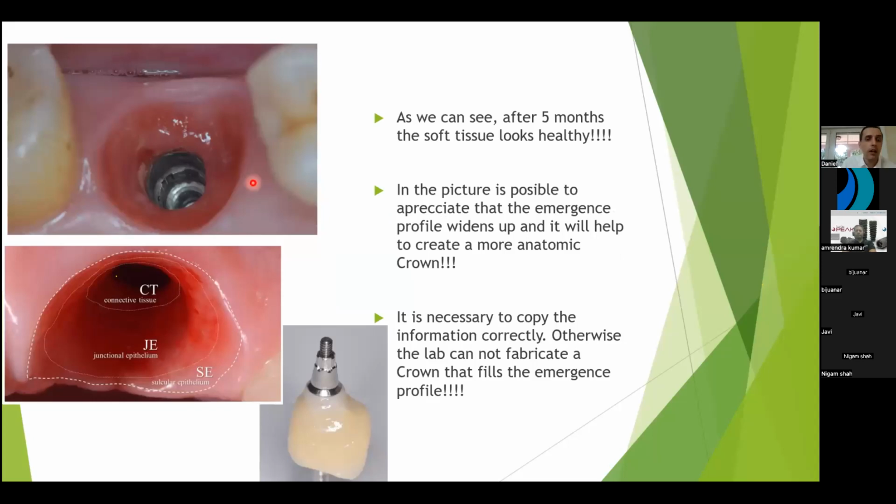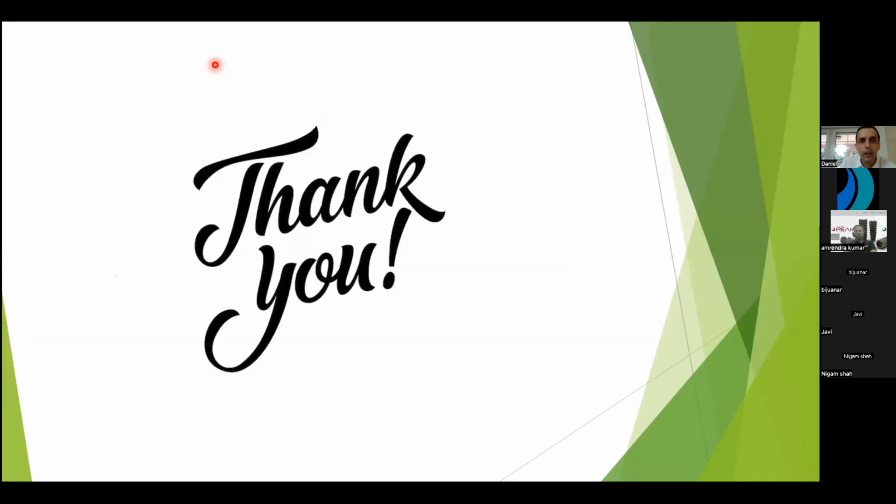And well, just the final picture. As we can see here, we have all the parts over here: the connective tissue, the junctional epithelium, and the sulcular epithelium that we would like to see in all the cases. And after 4 months, we could place the crown and finish the case with no problem. And we got this nice profile.